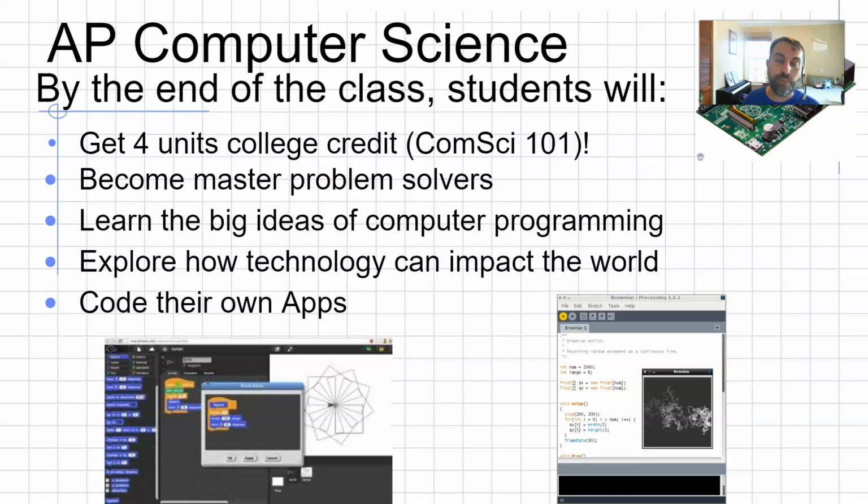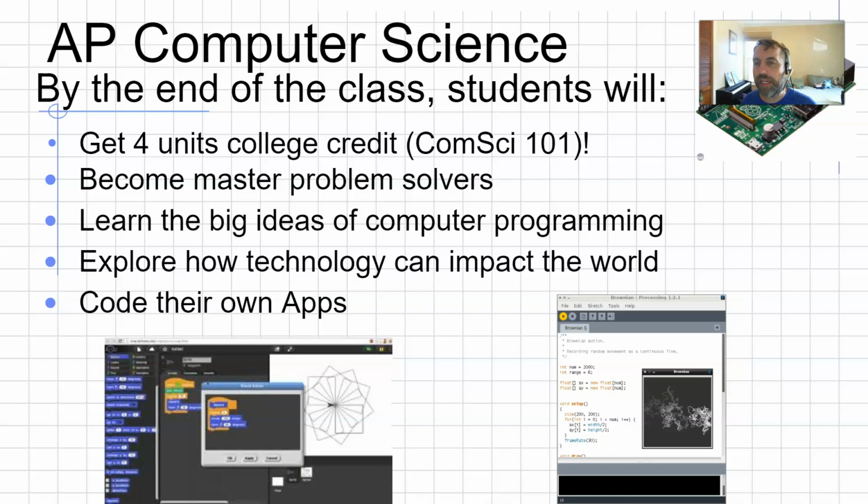That's in addition to the AP credit they can get if they sign up and pay to take the AP test. That's totally optional. Some students take it, some don't. It's totally up to you, and we can talk more about that later if you have questions.